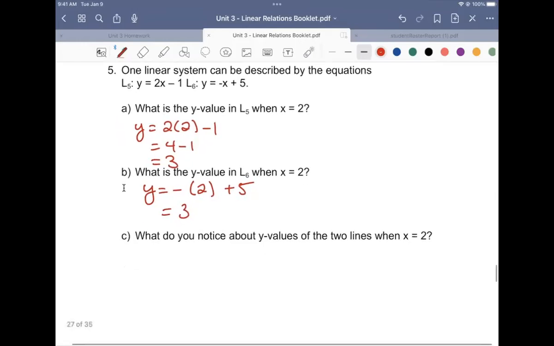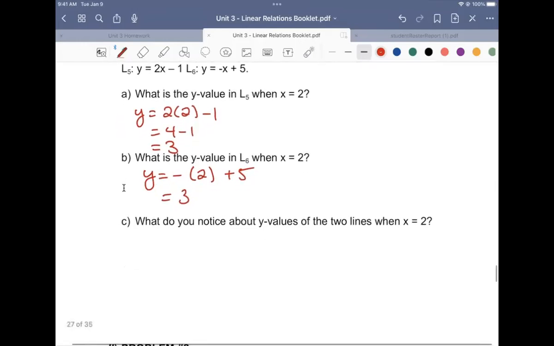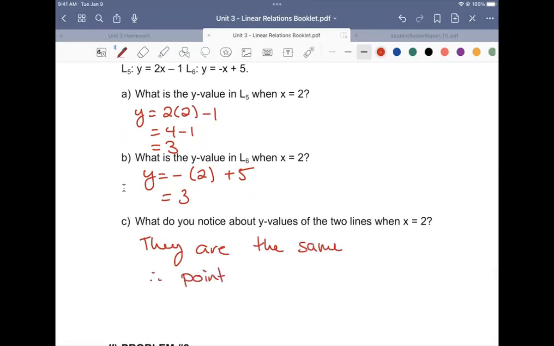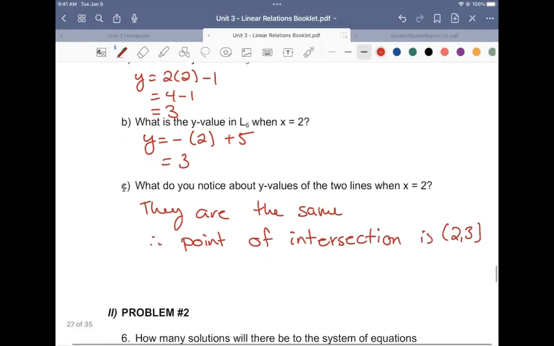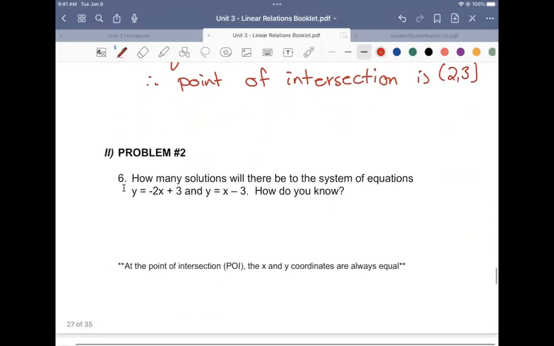So what do we notice about the y values of the two lines when x is equal to 2? They are the same. Therefore, their point of intersection is (2, 3).